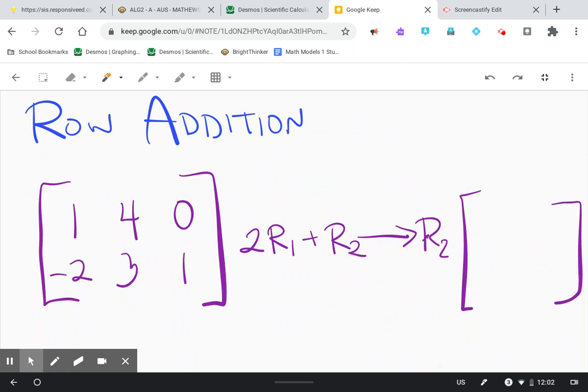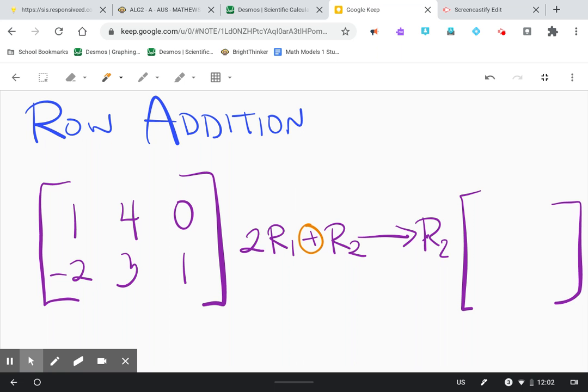Row addition is probably the most complicated one of these. You'll see the notation will look like this. There will always be something being added here, and then it could be said to go in either row. So you can add the rows and put them in either row 1 or row 2. But in this one, it says to do 2 times row 1, add the answer to row 2, and then write the final result in row 2. So it's going to look like this.